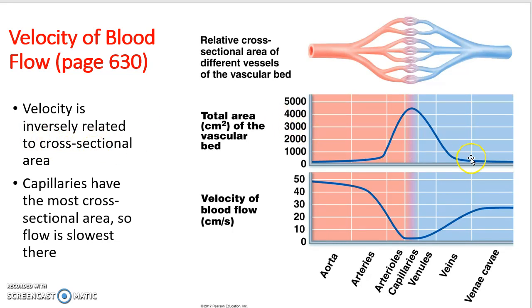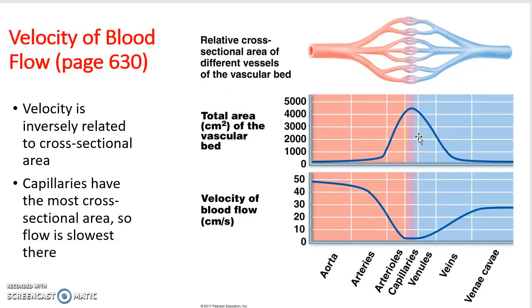If we look at this chart over here, you can see the different vessels: aorta, arteries, arterioles, capillaries, venules, veins, and the vena cava. So that would be the superior and inferior vena cava. And we have seen a similar chart to this in chapter 18, but it was showing pressure. Here we're looking at the total cross-sectional area of these vessels.